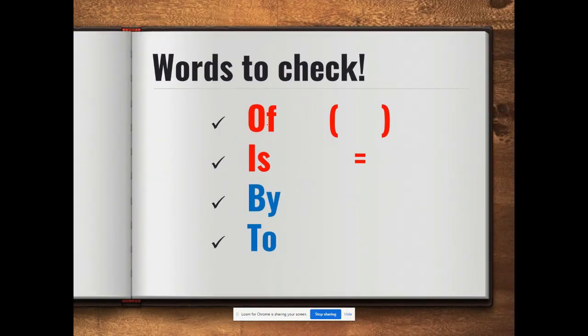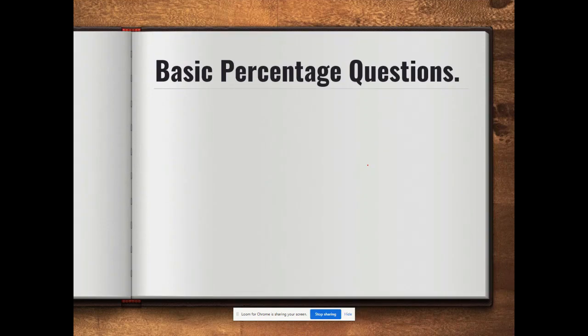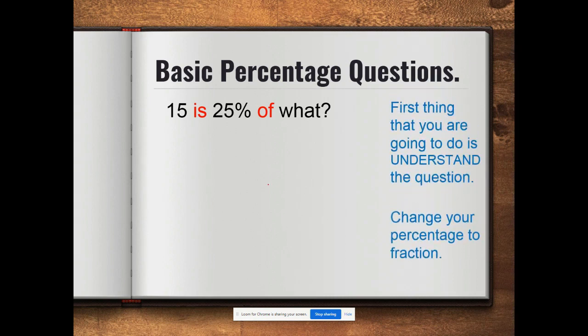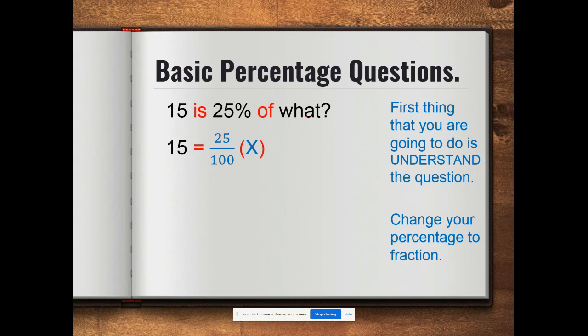So the word of here is represented by parentheses, and the word is here is represented by an equal sign. Now let's take a look further with the second question. 15 is 25% of what? So understand the question and then change the percentage to fraction. 15 is equal to 25/100 because you change it to fraction. Of what? Remember, x is represented by the word what.